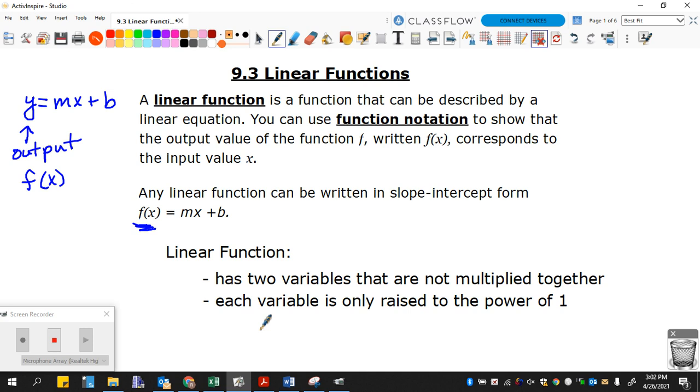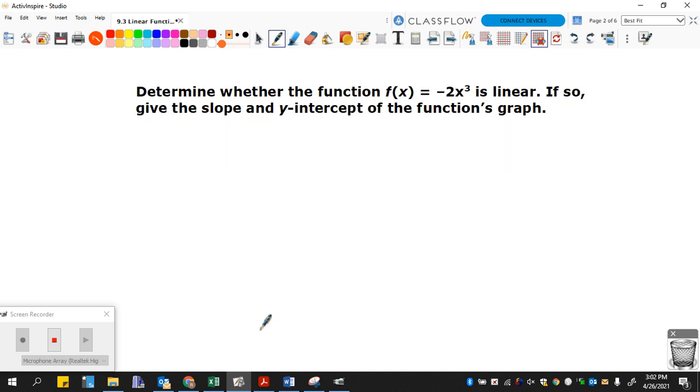So copy this into your notes. Determine whether the function f of x equals negative 2x to the third is linear. Obviously, if this is raised to a power higher than 1, it's not going to be linear. This is raised to a power of 3, so that means it is not linear.